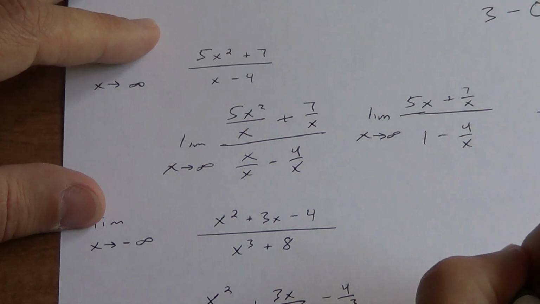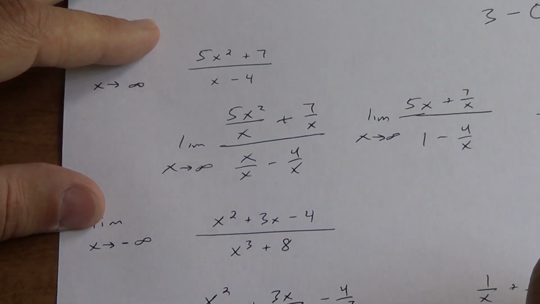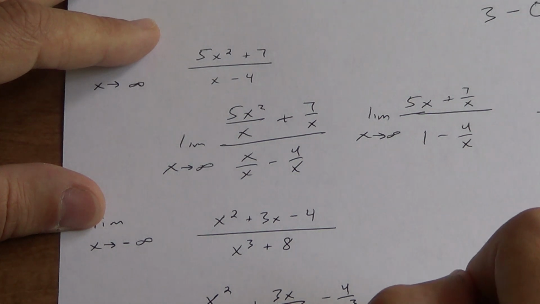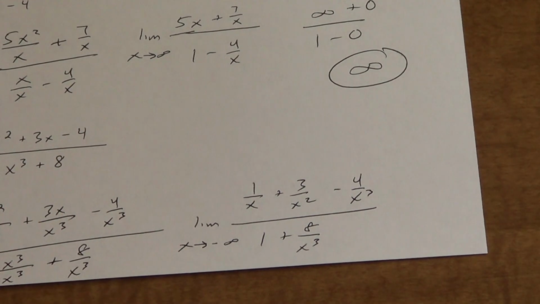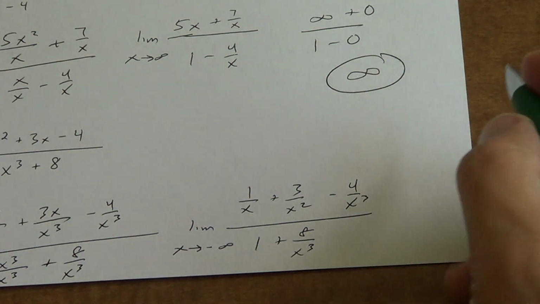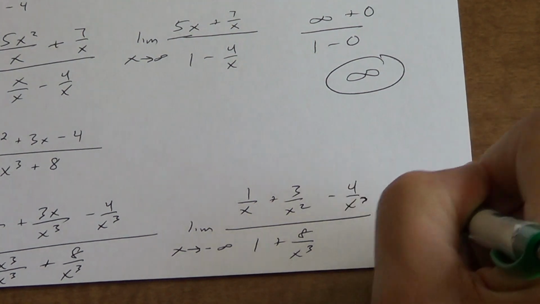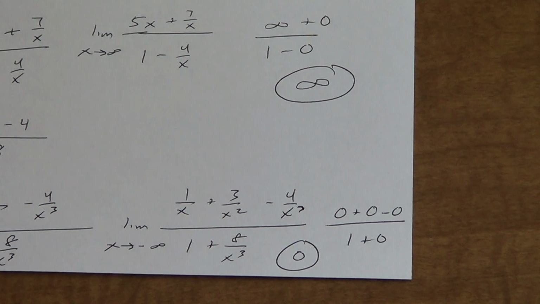All right, here we have 1 over x, 3 over x squared, minus 4 over x cubed, over 1 plus 8 over x cubed. My limit as x approaches negative infinity. I'm kind of running out of room here, but I think we can fit it in. So basically 1 divided by negative infinity is still so close to 0. So I get 0 plus 0 minus 0 over 1 plus 0. Well, 0 divided by 1 is 0. So my answer here is 0. All right, we're almost done.